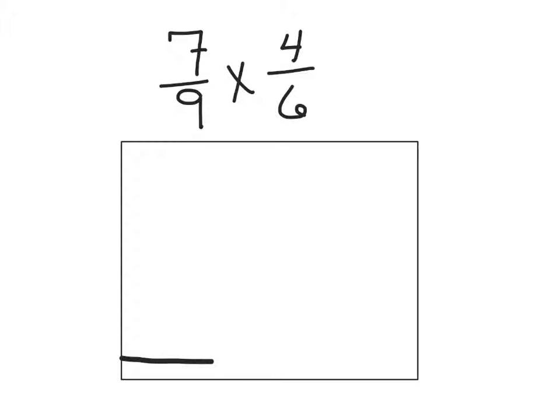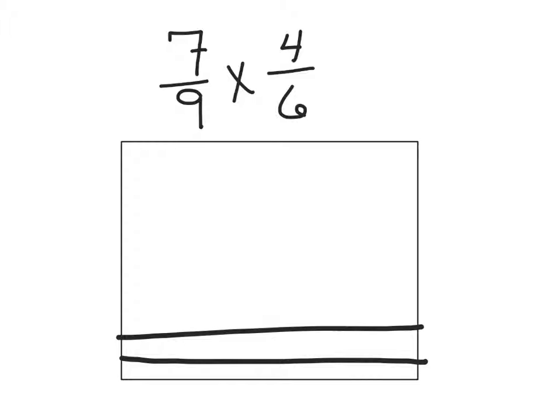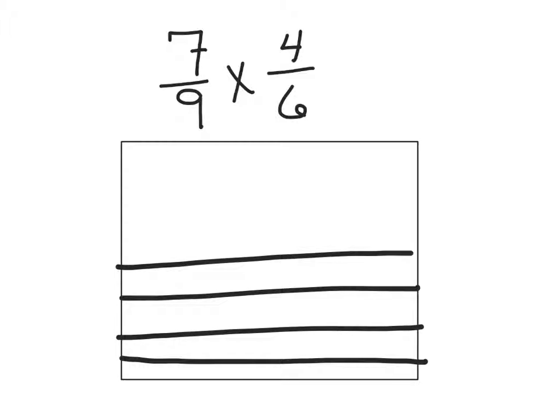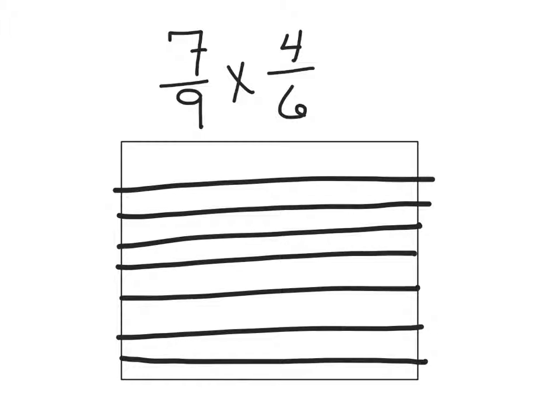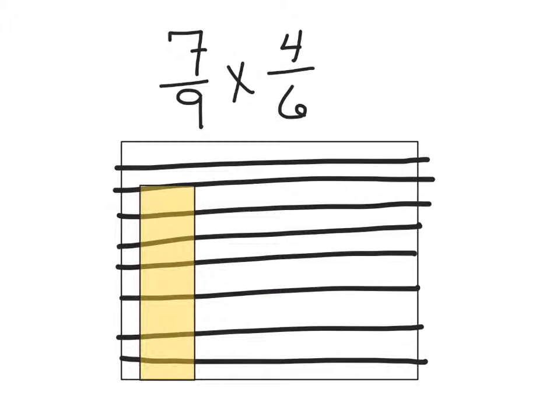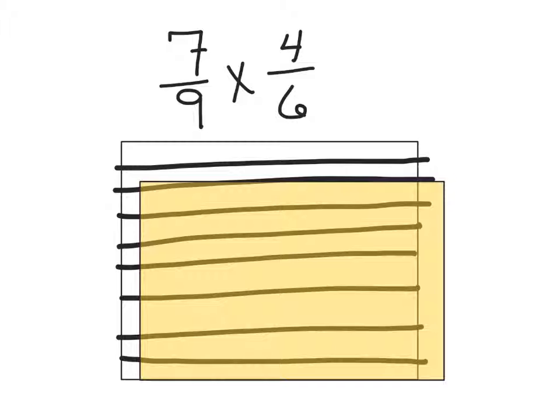And here we go. 1, 2, 3, 4, 5, 6, 7, and 8 lines. That should give me 9 parts. 1, 2, 3, 4, 5, 6, 7, 8, and 9. Sure enough. All right, now I get 7 out of those 9, so I'm going to color in 7 parts. So let's go ahead and I'm going to start here from the bottom and go 1, 2, 3, 4, 5, 6, and 7. And then bring it straight on across and center it.